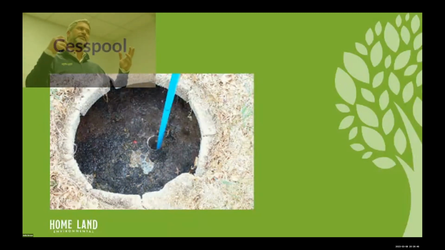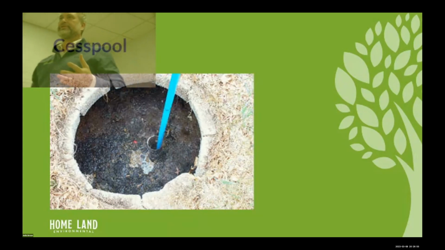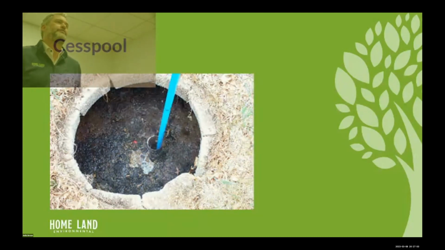Cesspools, we still run into cesspools every now and again. If you can imagine, I just described a dry well right after a septic tank, after a distribution box, you might have a dry well. What a cesspool is, you have no septic tank and no distribution box. It's just 100% household waste going out into a pit in the ground, which is very commonly found in old farmhouses, stuff like that.